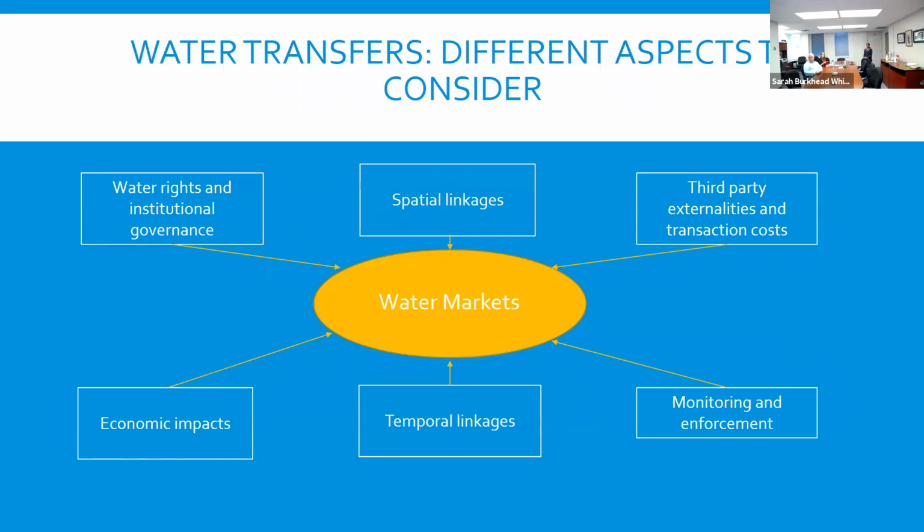And of course, the economics again kicks in when we have third-party externalities and costs involved. Third-party externalities meaning that the water markets really affect other agencies. So for example, let's say I'm a farmer selling to a municipal agency, what are the repercussions for other farmers around the area if that water is transported to the city? So these are some of the third-party externalities that I'm talking about.